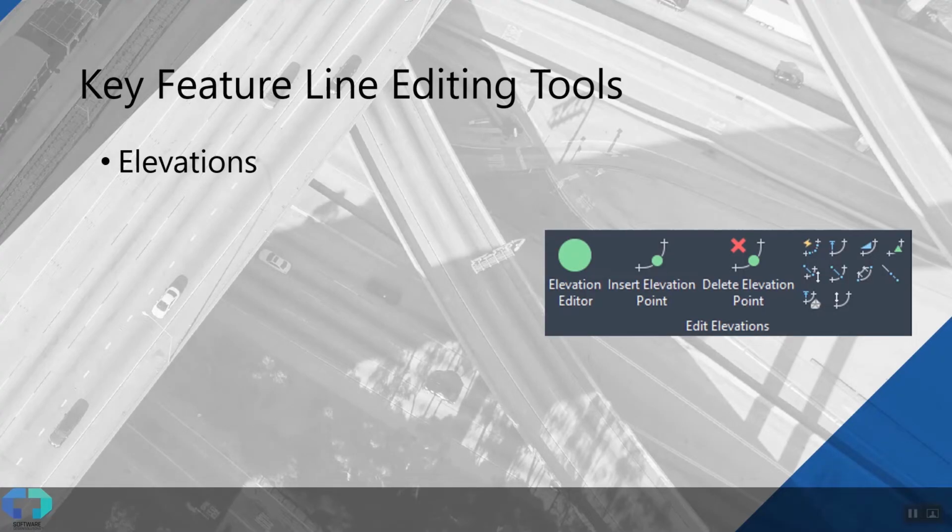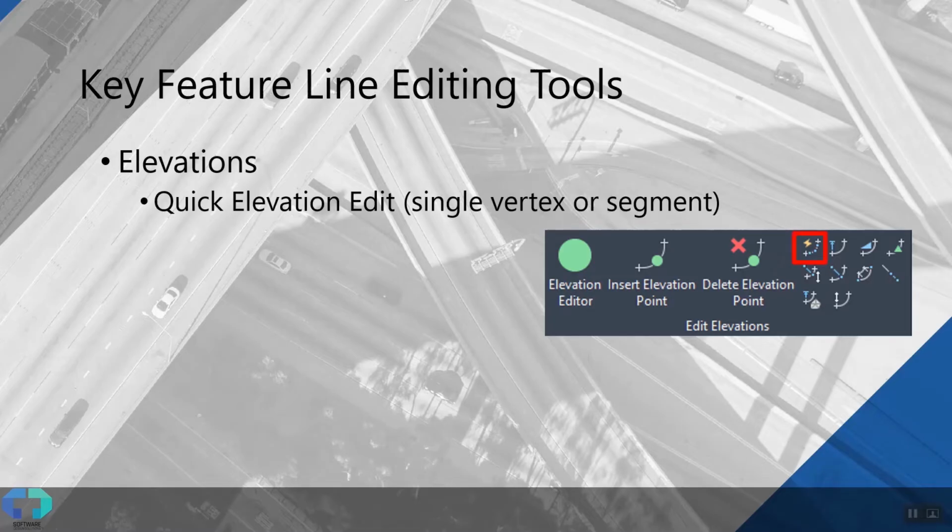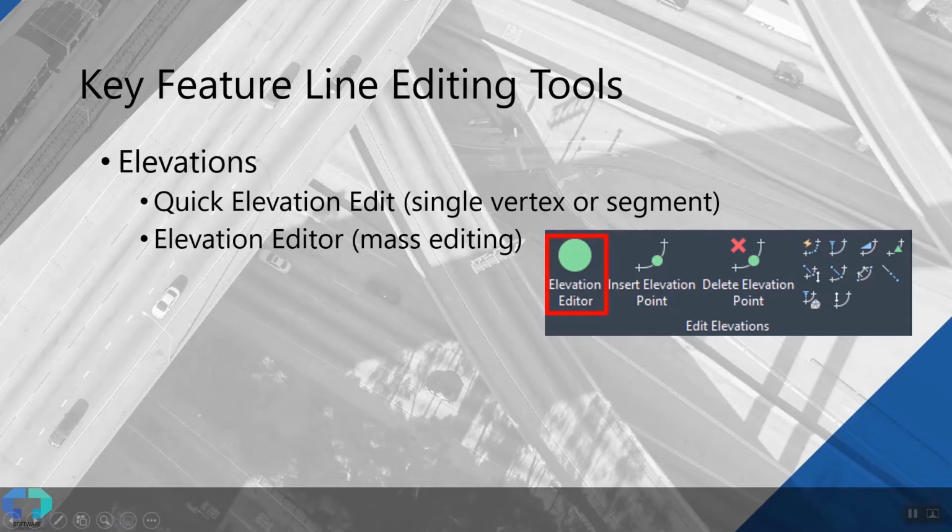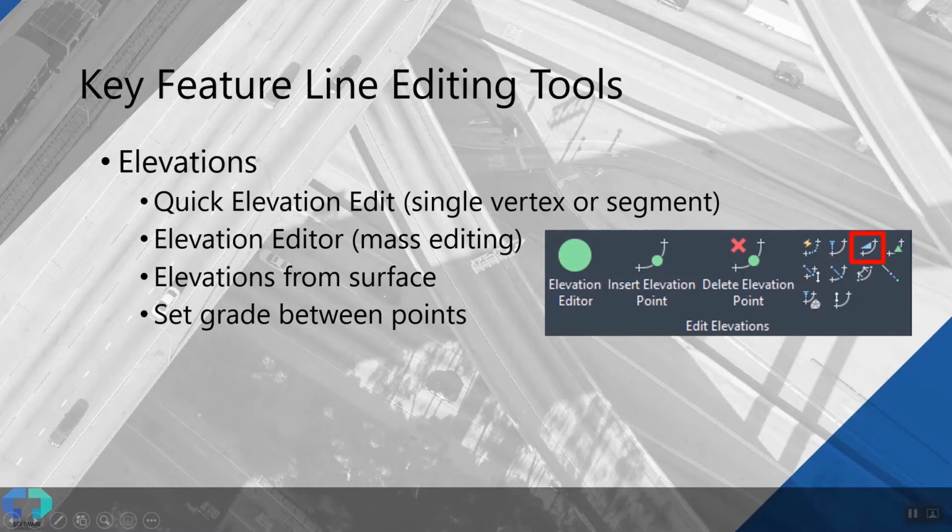If we're working with elevations, we're going to be talking about the quick elevation edit. If you don't know about this tool for feature lines, write it down. It should be one of your number one tools. The elevation editor, it's a giant button. Most people are aware of it. There's way better ways to edit things, but when you're doing mass editing many vertices at a time, the elevation editor is great. Elevations from surface, a really powerful tool. We'll use that a fair amount.